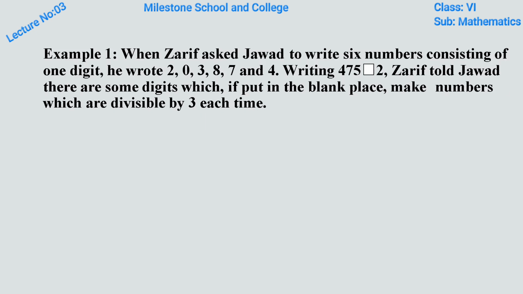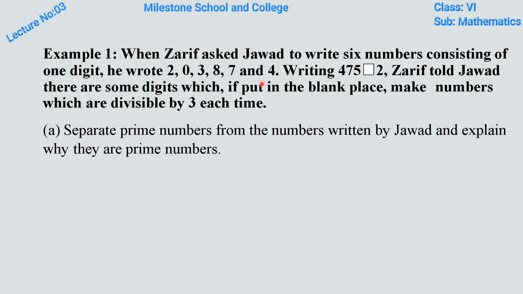So this one is the stem, my dear. Example number 1. Again I am reading. When Zarif asked Jawad to write 6 numbers consisting of one digit, he wrote 2, 0, 3, 8, 7 and 4. So our first question is, separate prime numbers from the numbers written by Jawad, that means from these numbers 2, 0, 3, 8, 7 and 4, and explain why they are prime numbers. So my dear students, let us see the solution.